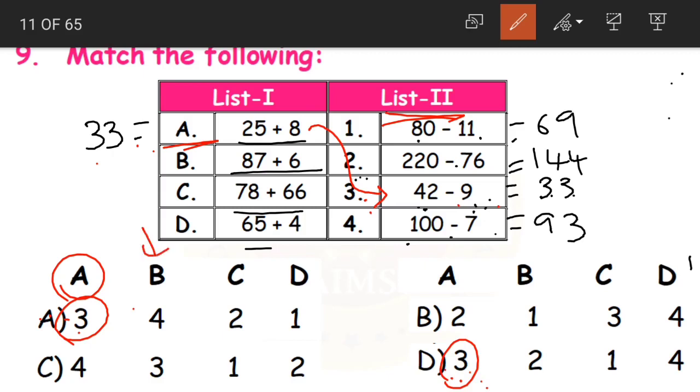Now moving on to B. Now what can B be? B can either be 4 or equal to 2. Let us see. 87 plus 6.